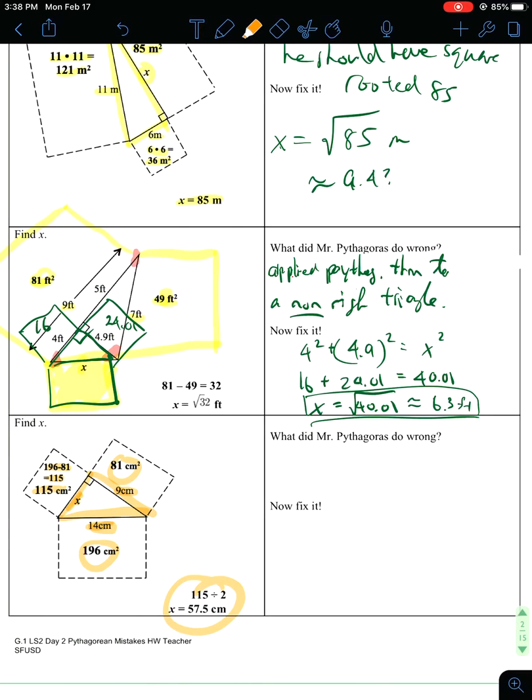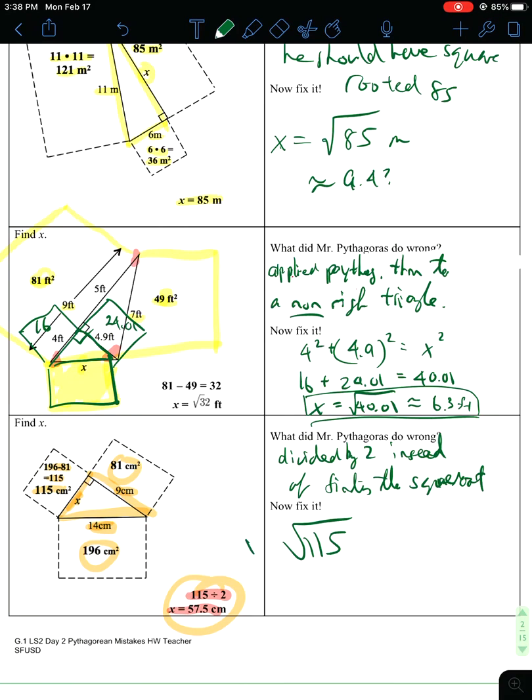And then, notice down here, they did something real funny. That's our mistake. They divided by 2 to get a final answer of x equals 57.5 centimeters. That's definitely wrong. Divided by 2 instead of finding the square root. The square root of 115 should have been his answer, centimeters. That's the last problem.